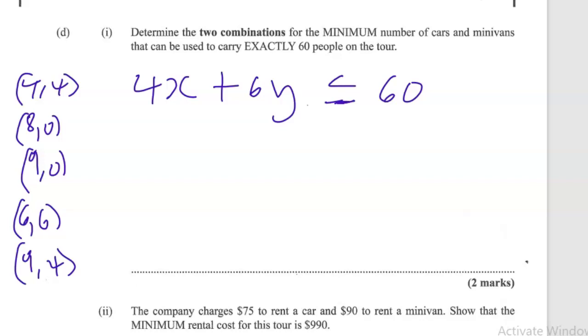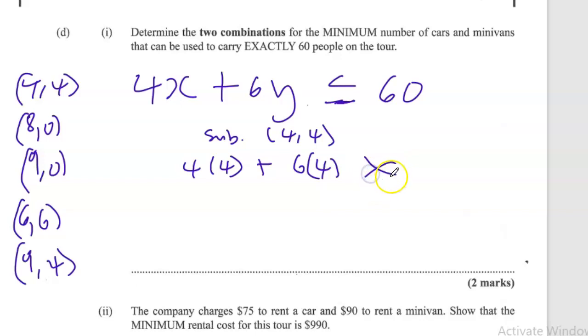So which combination of x, y values give us 60? You can do trial and error there. But what you'll realize is that 4, 4 and 6, 6 will give us 60. So if we try 4, 4, if we substitute 4, 4, you end up with 4 times 4 plus 6 times 4. Replace x with 4 and y with 4. So that wouldn't work. 4 times 4 is 16, 6 times 4 is 24. Of course, you wouldn't get 60 there.